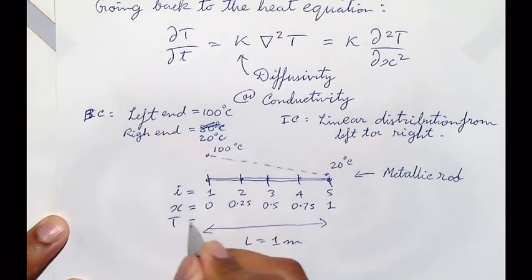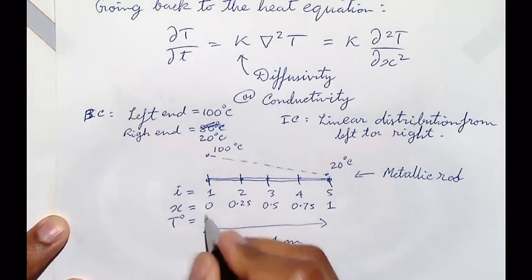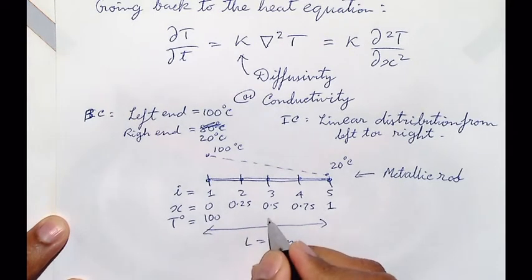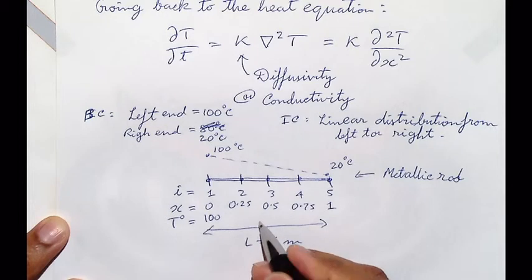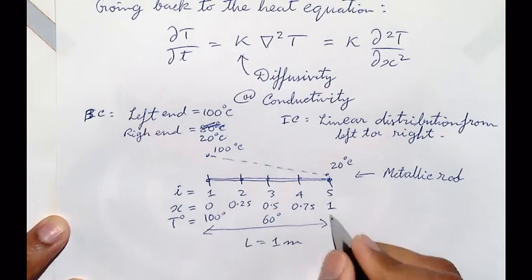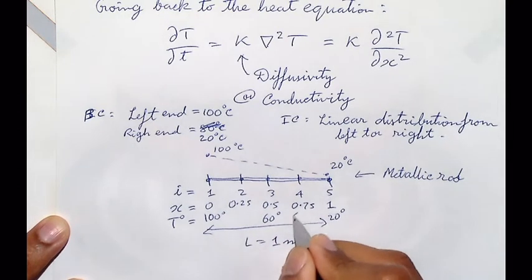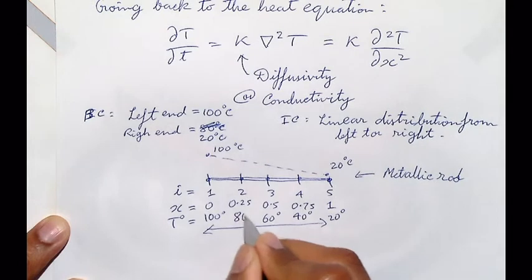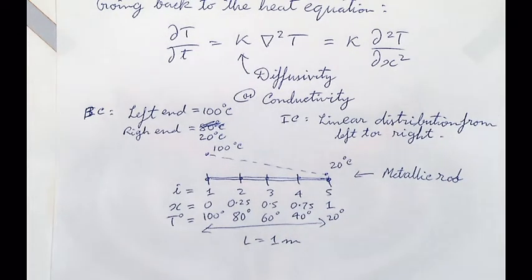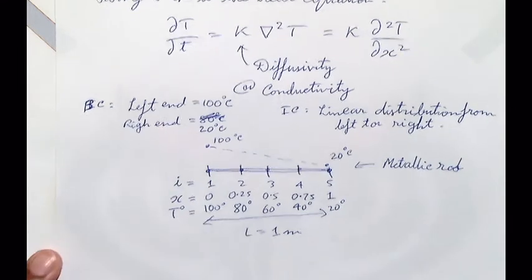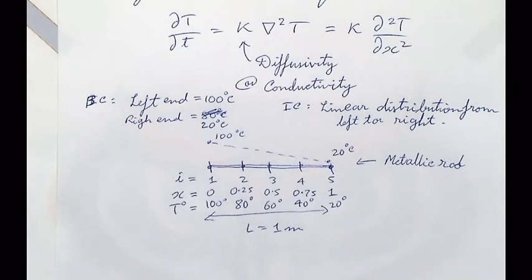And what is the initial temperature? It's 100 here. What's it here, at the midpoint? 60, yeah, it would be 60 degrees. Here we know it's fixed at 20 degrees, so here it'll be 40 degrees, here it'll be 80 degrees. Make sense? Okay. Now, fine, we have discretized our data. Now let's discretize our PDE, partial differential equation.